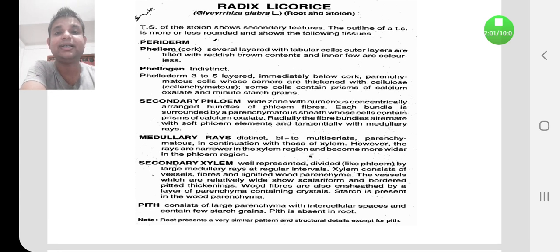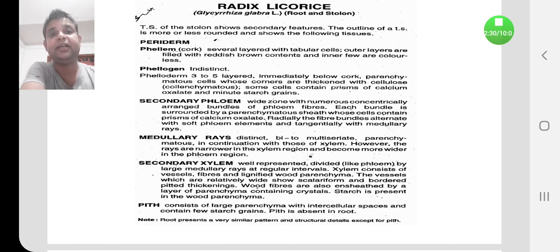The periderm consists of phellem. Phellem means the cork. Botanically it is known as phellem. Cork is several layered with tubular cells. The outer layers are filled with reddish brown contents and the inner few are colorless. So it consists of two layers. The outer layer is reddish brown in color, whereas the inner layers are colorless.